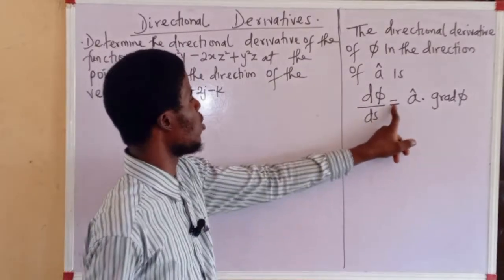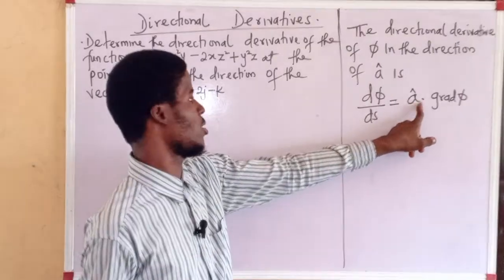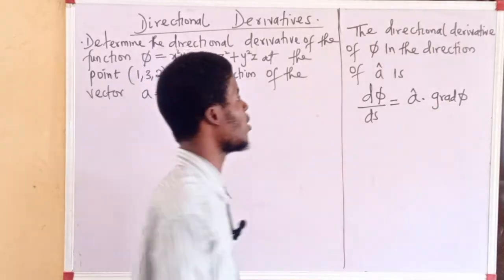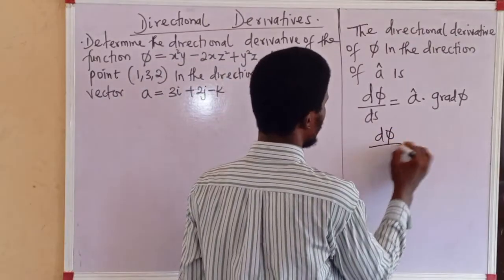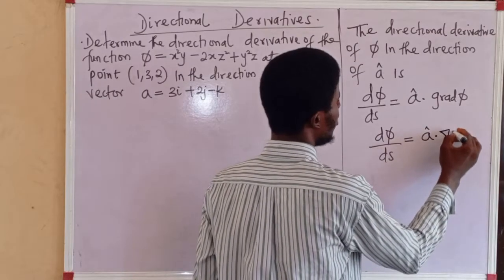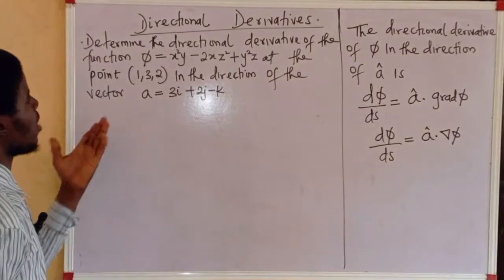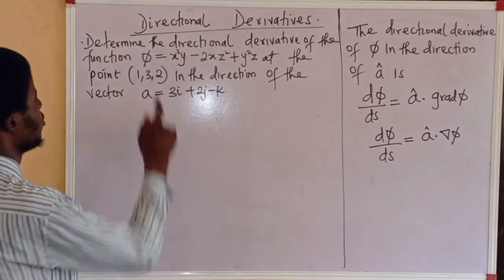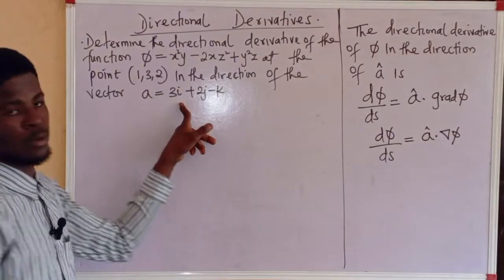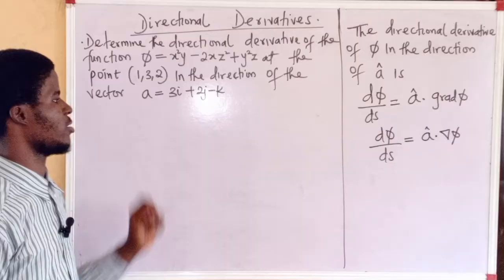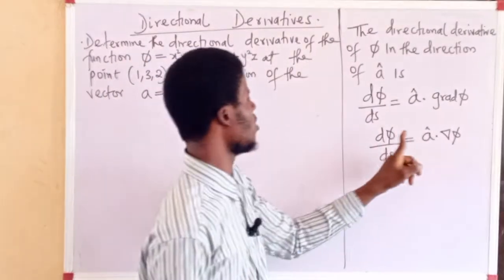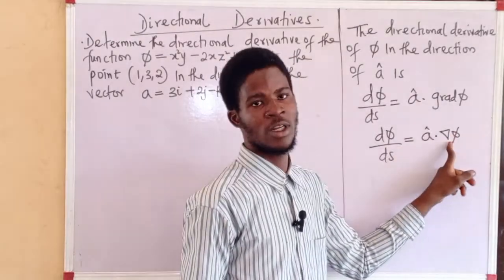dφ/ds equals the dot product of the unit vector a and the gradient of phi. You can say dφ/ds equals the dot product of the unit vector a and the gradient of phi. We are to determine the directional derivative of this function at the point in the direction of this vector. So what we need for the directional derivative is the unit vector and the gradient of the scalar field.